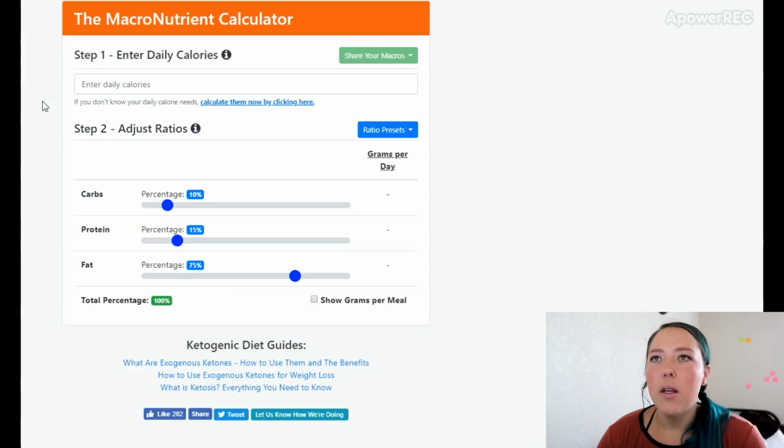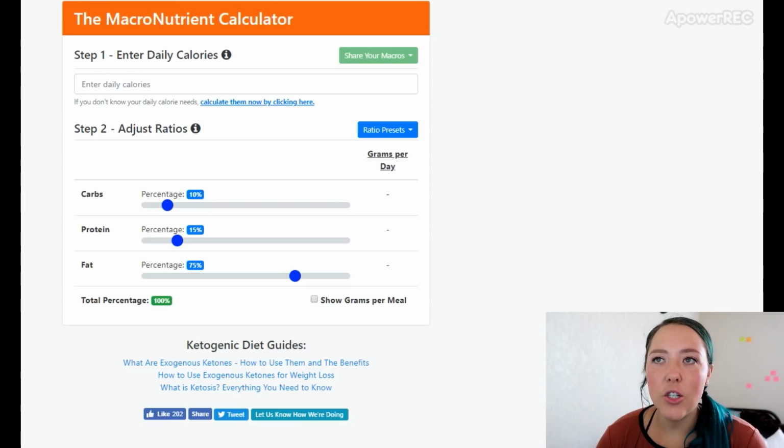Okay, so now that I know how many calories I need to be eating in order to lose a pound a week, I want to take that a step further, and if I want to track macros, I'm going to show you guys how to figure out exactly how many grams of protein, fat, and carbohydrates that you should be eating in a day. So let's do that. Okay, so we're going into macronutrientcalculator.com, link down below once again.